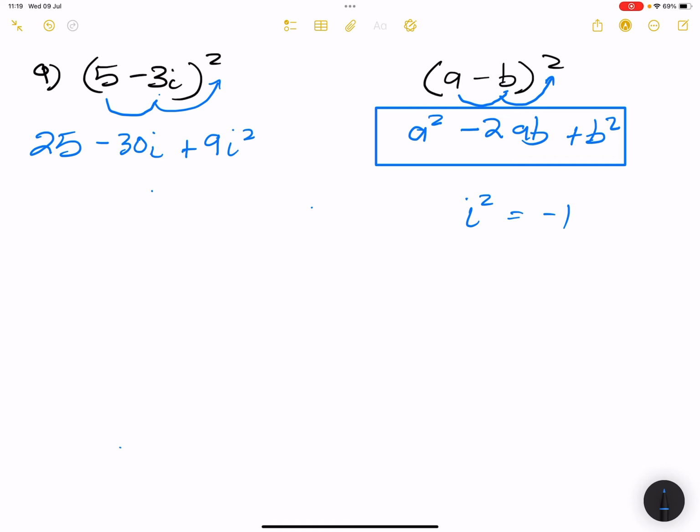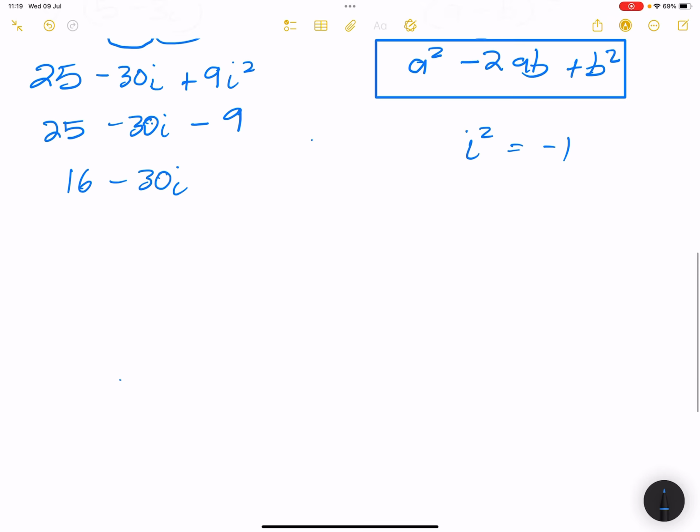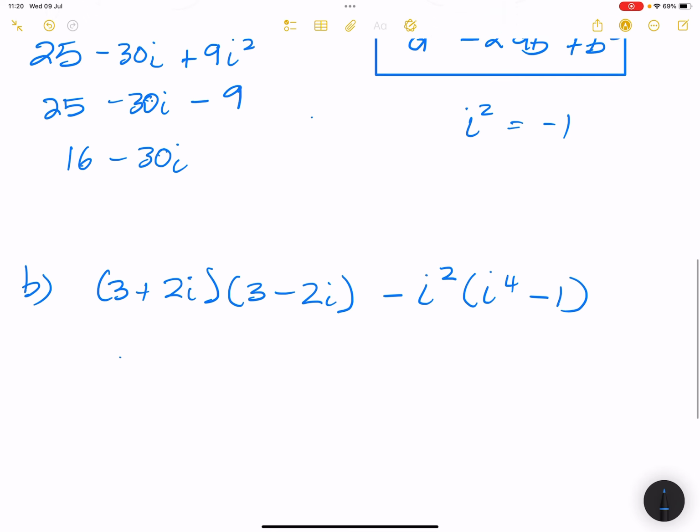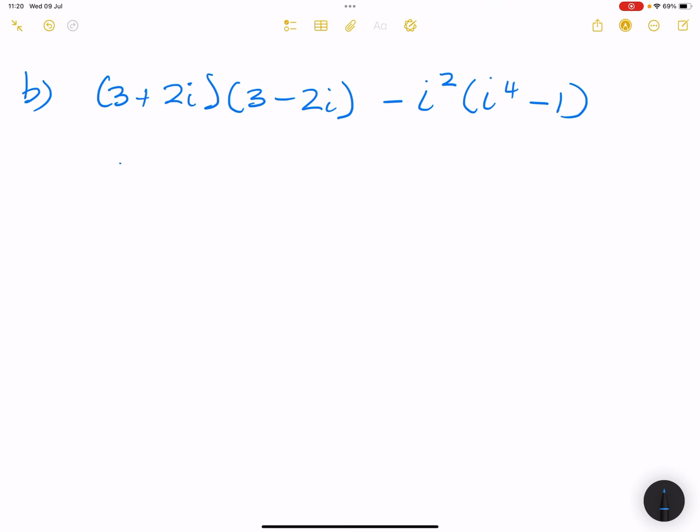Okay, so that's how you are going to work it out and see. This is how we got 25 minus 30i. That's minus 9 because I squared is negative 1, and we end up with 16 minus 30i. All right, so this is how we're going to multiply brackets together. So in this case, suppose that we were given something else. That's 3 plus 2i into 3 minus 2i. And I'd like for you to try and do this on your own, okay? And you can watch my solution here after. All right, so pause the video and please work out the solution.